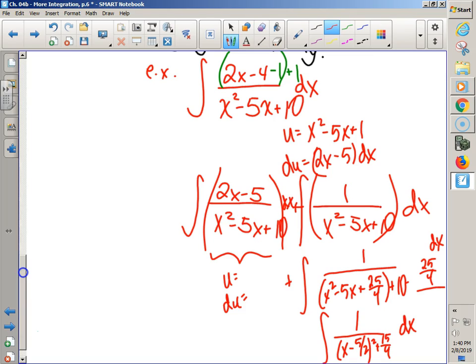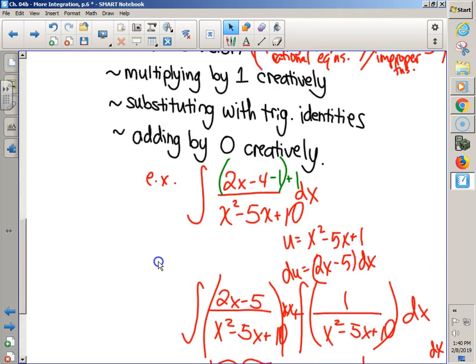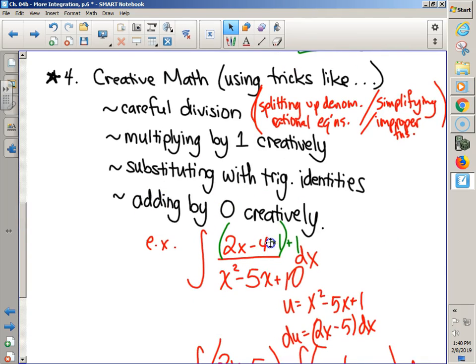Does anybody have their forever cards close? Can you go find for me the derivative of tangent inverse of u? Do you know that we can always take a u squared plus an a squared in an integral and get back to a tangent? Don't worry, that's not for 2 sections. Anyway, cool kids. Long story short, adding by 0 creatively can be quite nice.